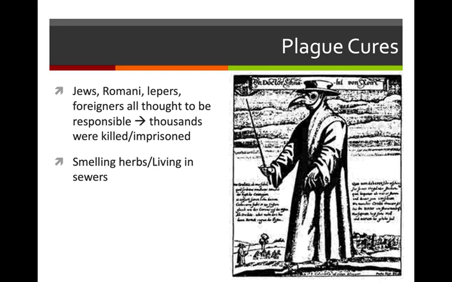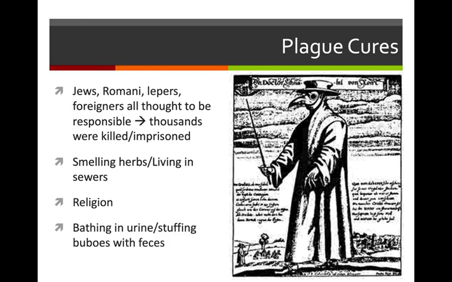Other options, because it was thought to be caused maybe by bad air, you could smell herbs that were clean and maybe that would protect you from the bad air. Or you could do bad air versus bad air. If you lived in the sewers, maybe the two bad airs would cancel each other out. Of course, you could pray. That would be another option. Turn to religion. And everybody's favorite, you could bathe in urine or stuff the buboes with feces because that could help clear the infection too. You can't see it, but I'm rolling my eyes. That obviously did not clear the infection, but that was what people tried to do.